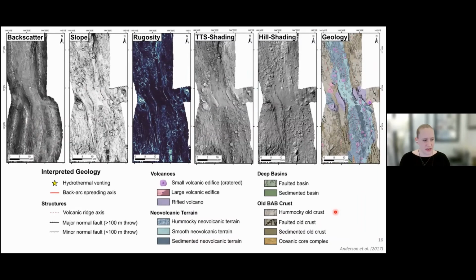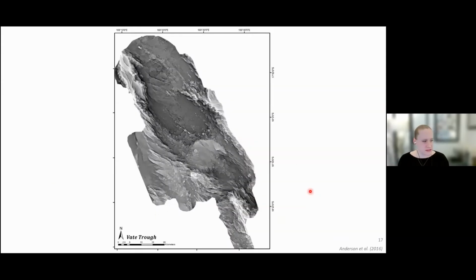So this is the kind of mapping that we can do at the segment scale or the basin scale. And here's what it looks like for the Vate Trough. This is our terrain texture shaded bathymetry, nice grayscale, and you can see that it's very beautifully processed using this terrain texture shading technique. You can get a lot of detail out of it.